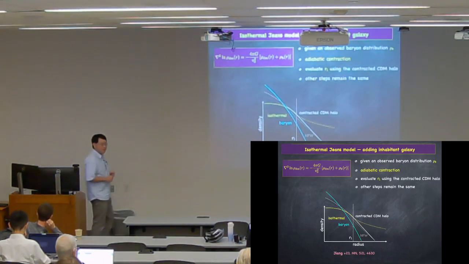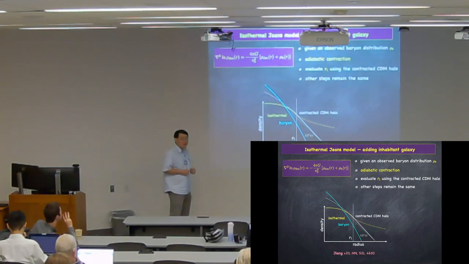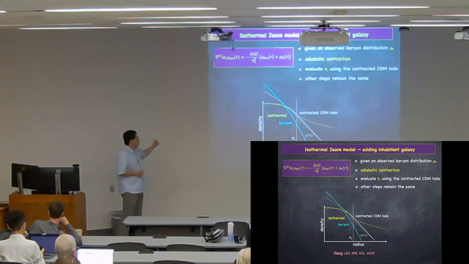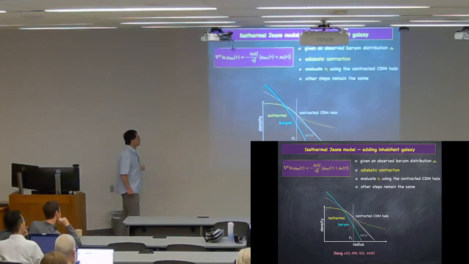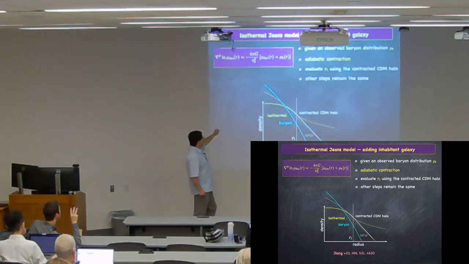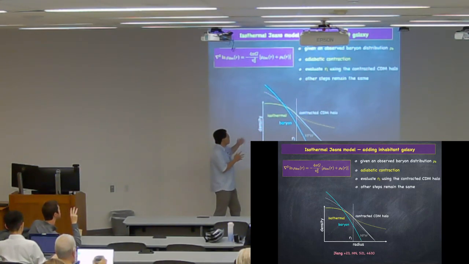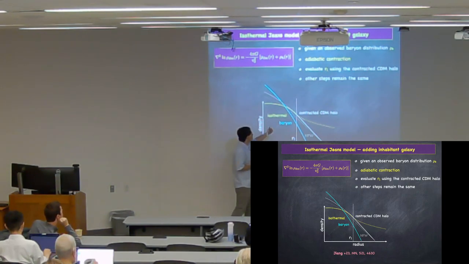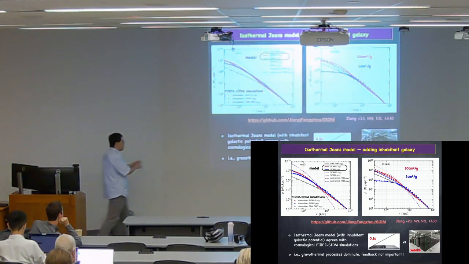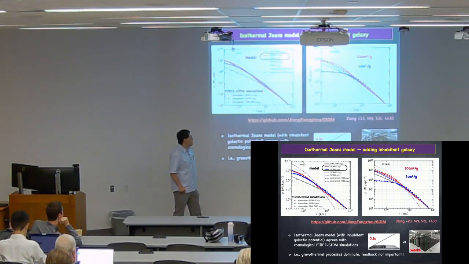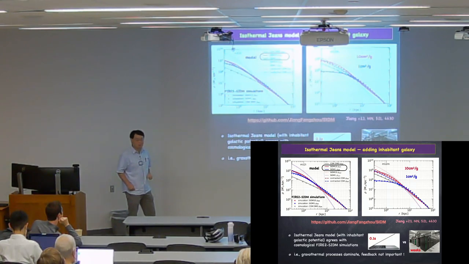What about baryons? SIDM also reacts to baryons. It's very simple to consider, because we can just add a baryonic component rho_B into the Jeans-Poisson equation. We improve upon the model here by also considering adiabatic contraction. So we first adiabatically contract the CDM halo given the baryonic distribution, and then we evaluate r_1 using the contracted halo, and the other steps remain the same. Voila, out of the box, without any fine-tuning, the models agree with the FIRE-2 SIDM simulations beautifully.